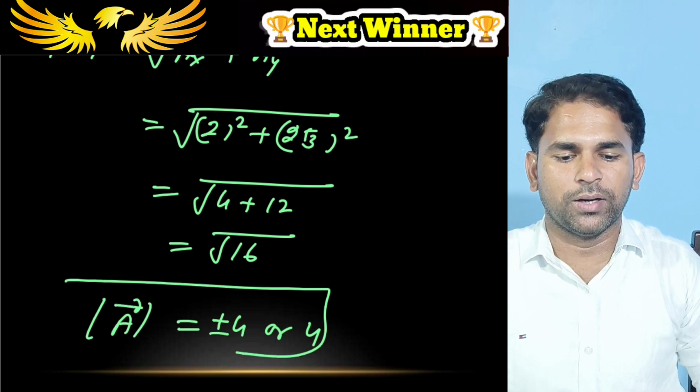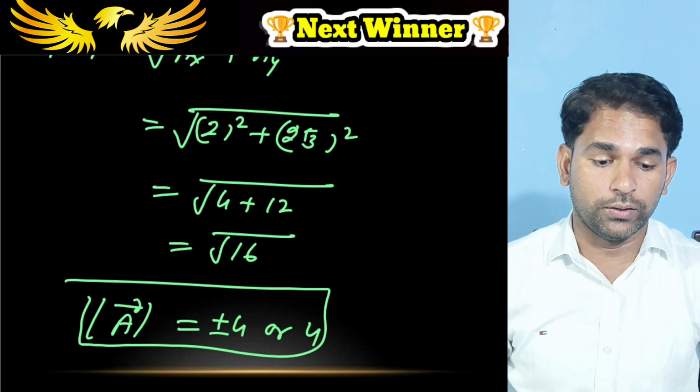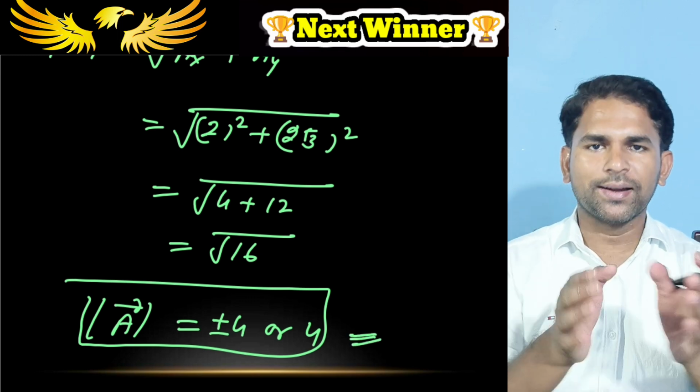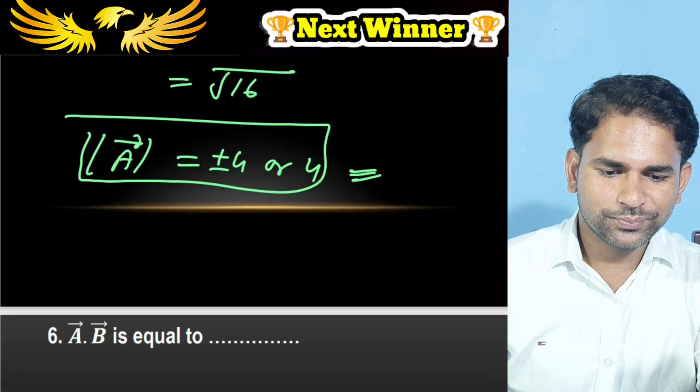Magnitude is being asked, so you will take the positive value, it means plus 4. Clear? Any doubt? No doubt means you can see the next question.